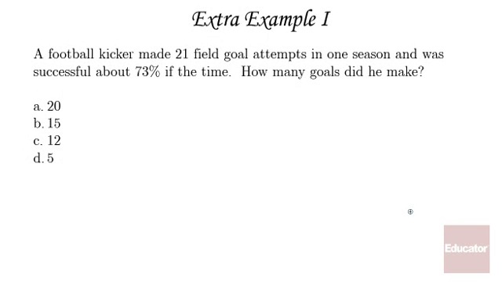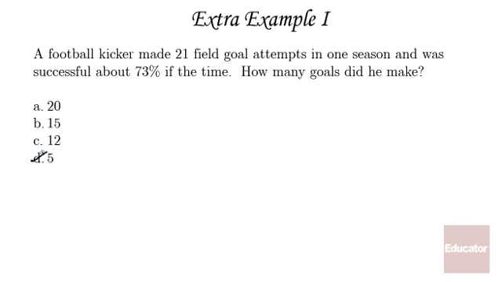A football kicker made 21 field goal attempts in one season and was successful about 73% of the time. How many goals did he make? Often percent questions can be difficult for us, but if you understand the concept behind percent, that can really help. So say you work with percents very often in school and with grades. So say you had a test with 21 questions and you got 73%. That means that you passed the test, but you maybe didn't do the best, but you got most of the answers. So let's look at which answers wouldn't make sense.